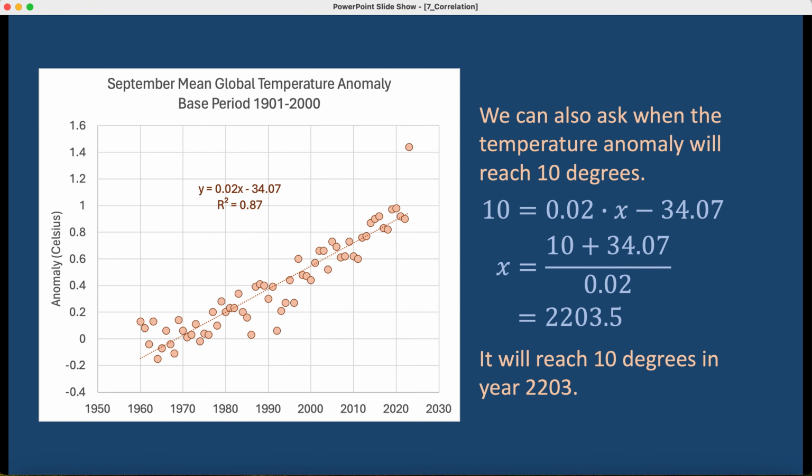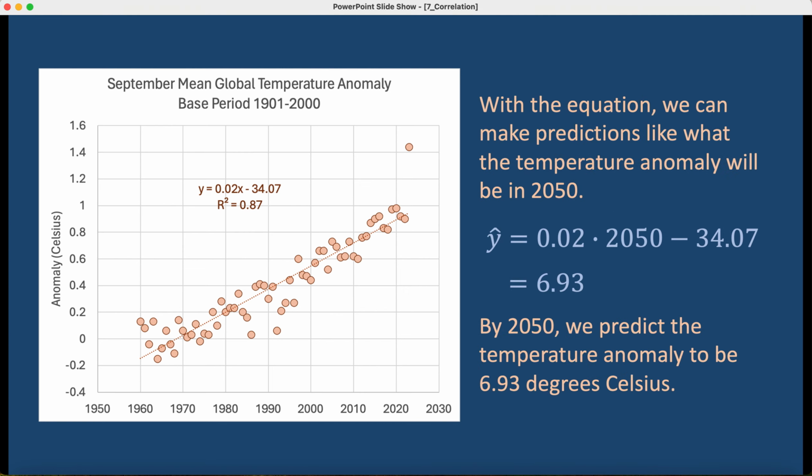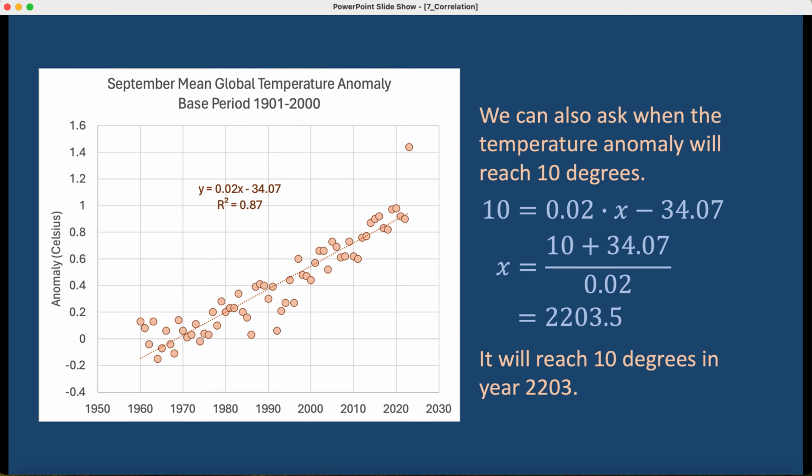We can ask questions about when it will reach a certain level as well. So this first question was, what will the anomaly be in year 2050? This one is, when will it be a certain temperature anomaly? So just plugging in for Y instead of plugging in for X. So when will the temperature anomaly go all the way to 10 degrees?